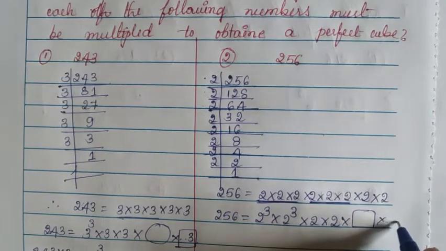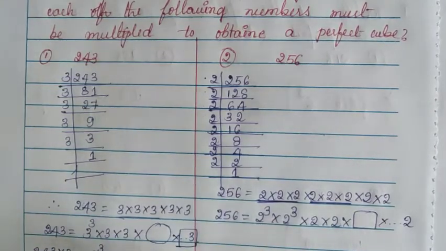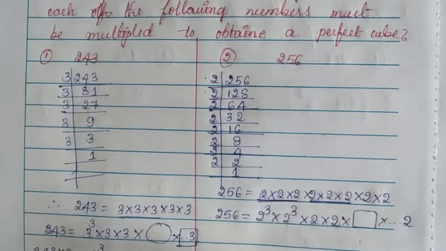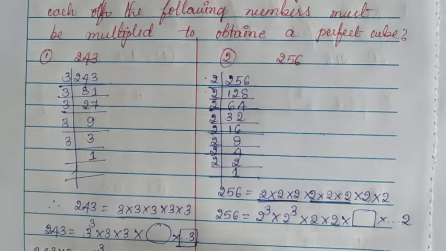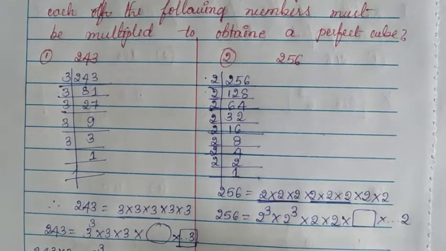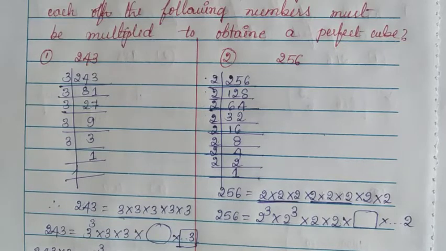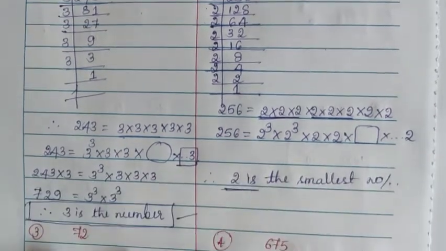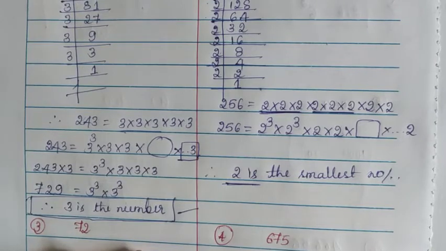So now multiply with 2. Write simply, 2 is the smallest number. 2 is the smallest number by which it is multiplied with the given number to become a perfect cube. 2 is the smallest number.